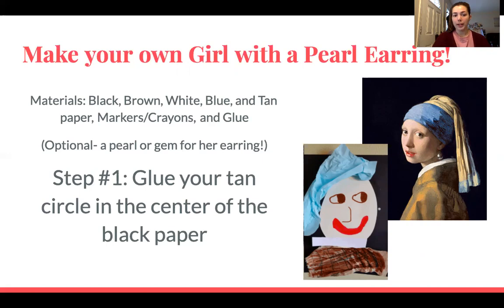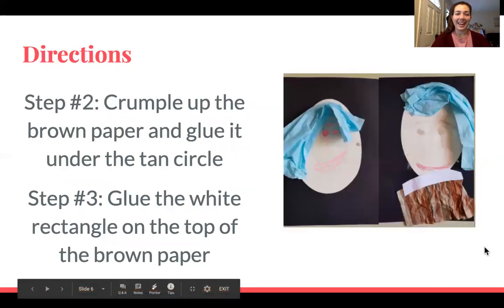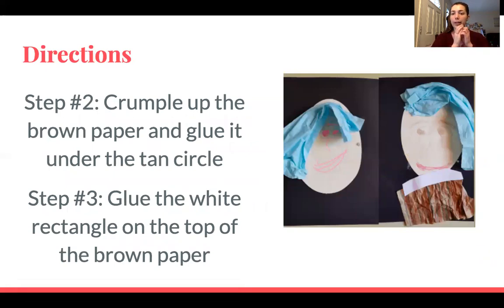And so the first step is to glue the tan circle in the center of the paper for her face. And then for her shirt, we're going to take the brown paper and crumple it up and then spread it back out underneath her head. Glue it on the black paper. And then for step 3, we're going to take the white long piece of paper to put in between her head and her shirt, kind of like her undershirt.